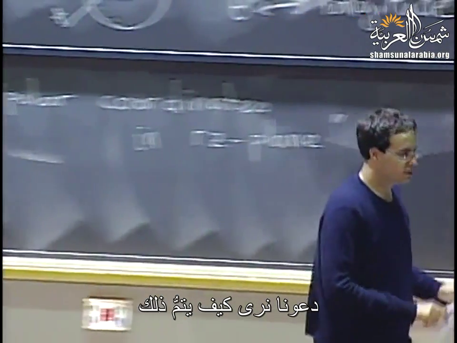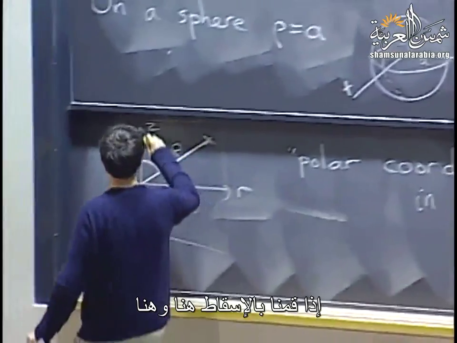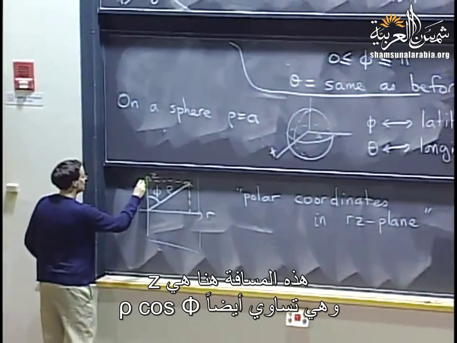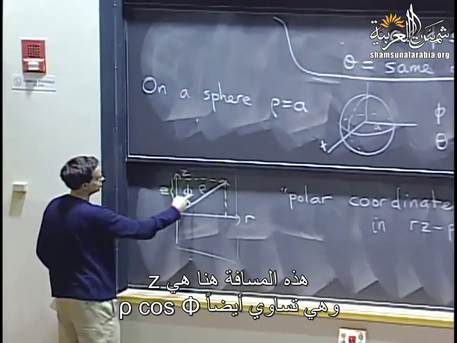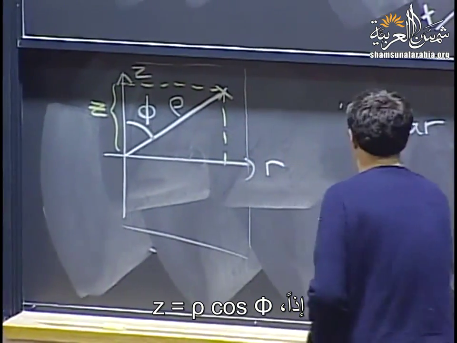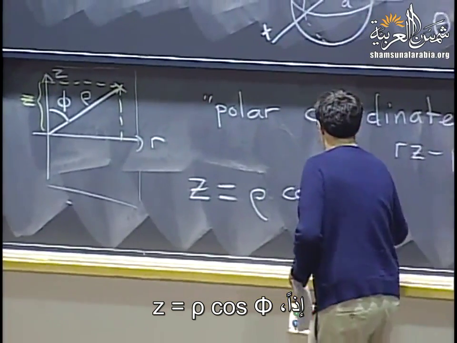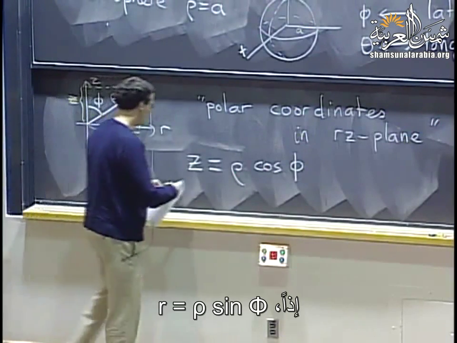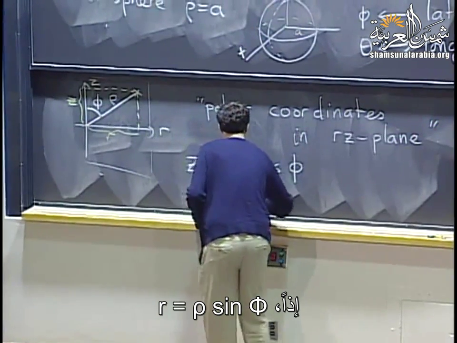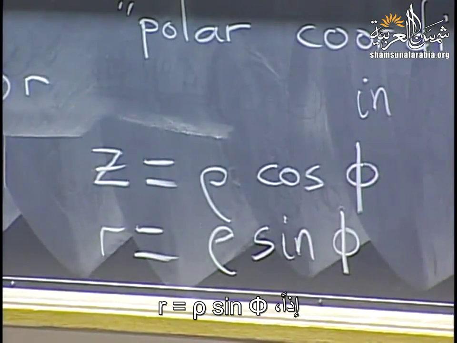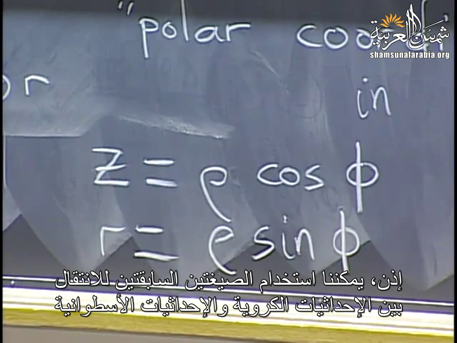So let's see how that works. If I project here or here, so this length is z, but it's also rho times cosine phi. Okay, so I get z equals rho cos phi. And if I look at r, it's the same thing, but on the other side. So r will be rho sine phi. Okay, so you can use this to switch back and forth between spherical and cylindrical.